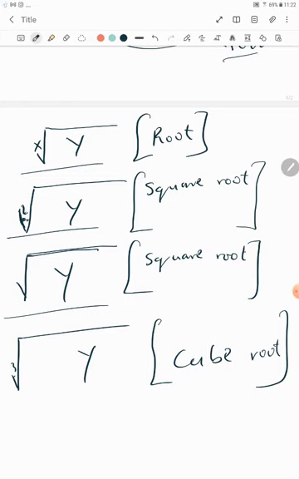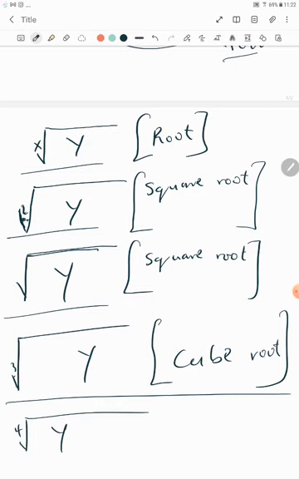For the level of this class, we are not doing anything that relates to cube roots, or let me say fourth degree roots of y. It could be 4, it could be 5, it could be 6. It can go as high as that.